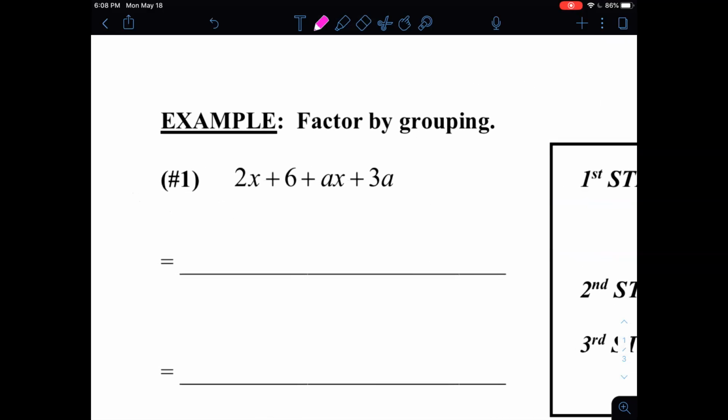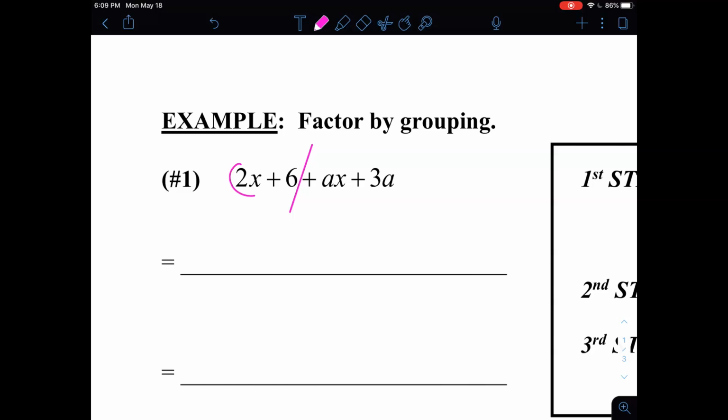For number 1, every time we have 4 terms, we're probably going to be using factoring by grouping. So we're going to put a slash right in the middle of these, right between the second term and the sign of the third term. Put a slash there. And I would also like you to list above these terms what the signs are.